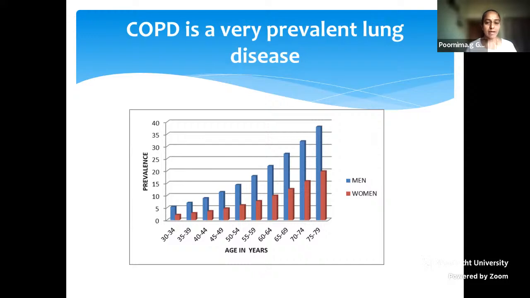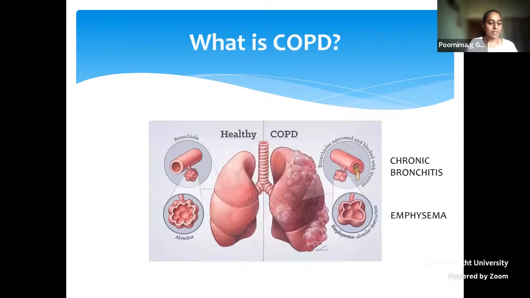As you can see in the graph on the slide, this disease occurs more in people of older age, with a prevalence of 20% over the age of 60. This graph also shows that COPD is more prevalent in men compared to women. Globally, it is estimated that by 2050, 600 million people will be affected with COPD.